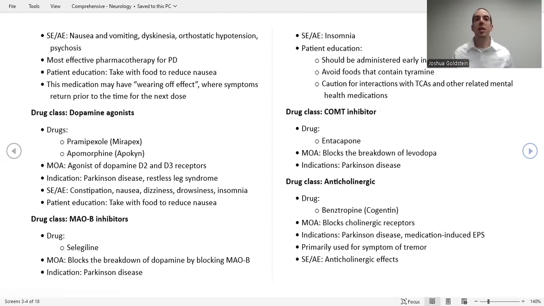And what we do in that case is we either narrow the dose window, so we take the medication earlier, or we increase the dose, or sometimes this is where we can add on something like the entacapone to increase the effects of that medication.